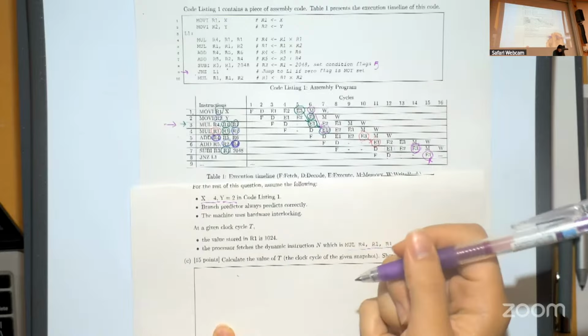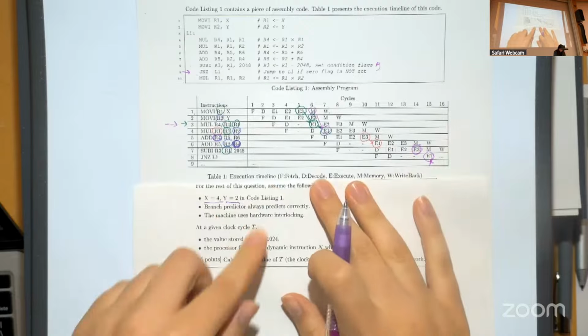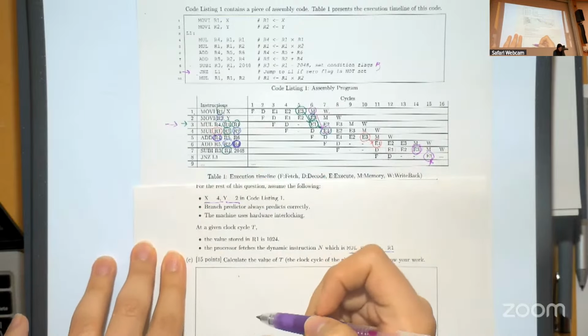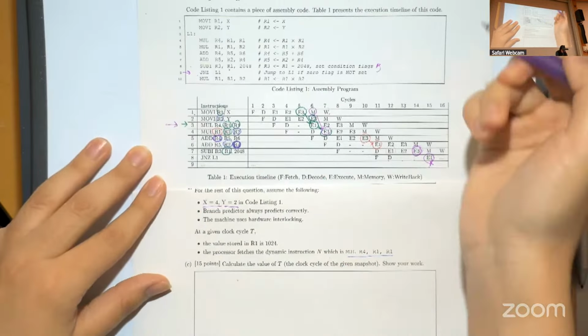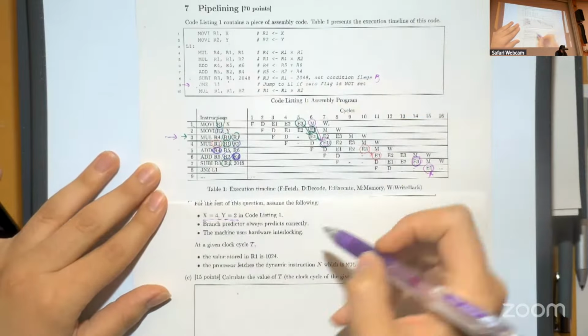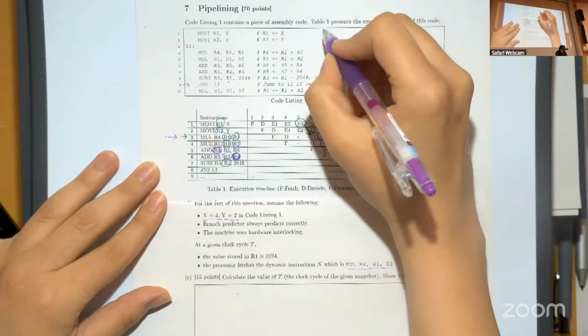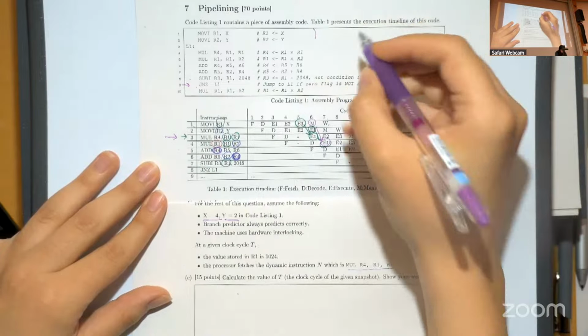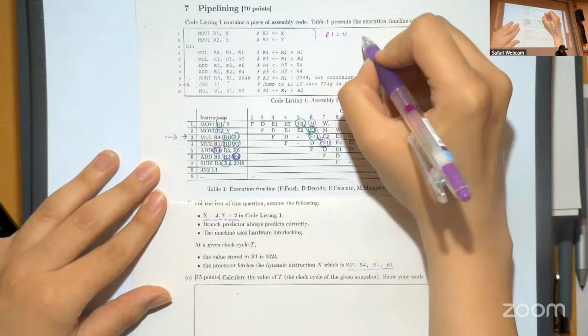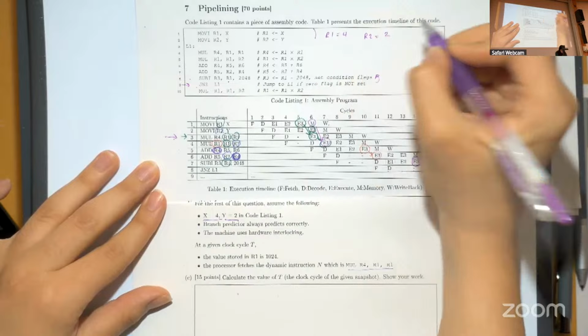Okay. So let's look at what this code does at this point. It starts with moving the values of x and y to R1 and R2. At this part, you can see it, right? R1 becomes 4, R2 becomes 2.